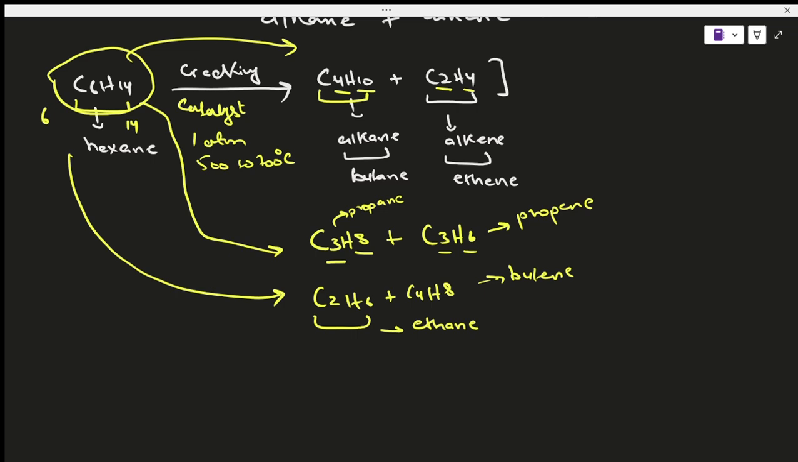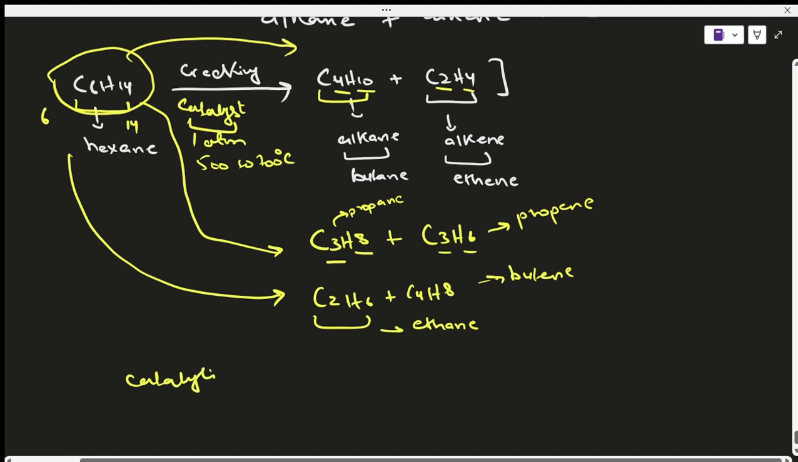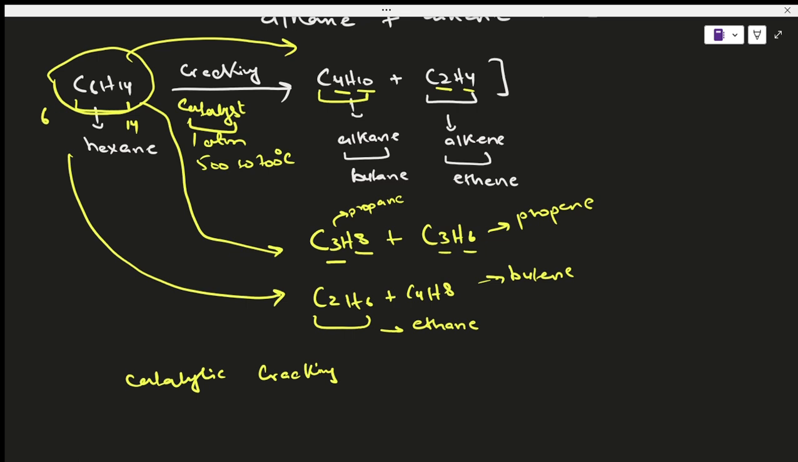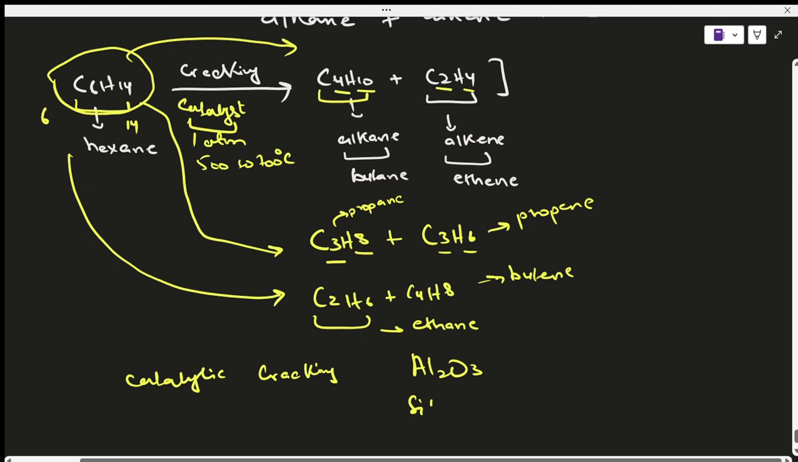And once we involve a catalyst, now we're going to call this catalytic cracking. Once we involve a catalyst in the process of cracking, we're going to call this catalytic cracking. And the catalysts that we use are Al2O3, which is aluminum oxide, and SiO2, which is silicon dioxide. So this is the whole idea about cracking.